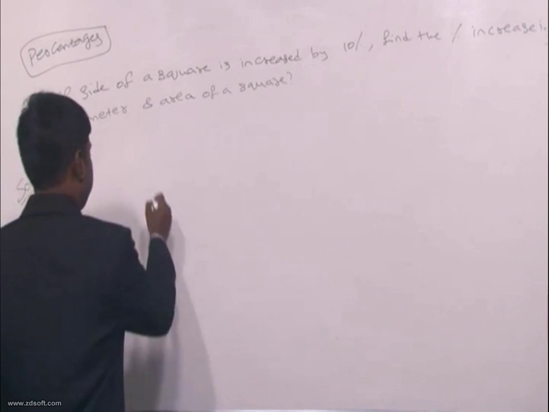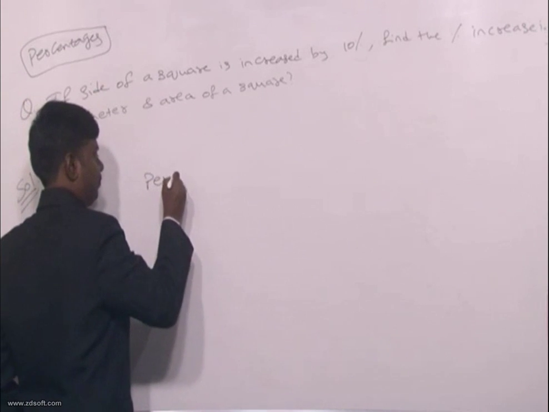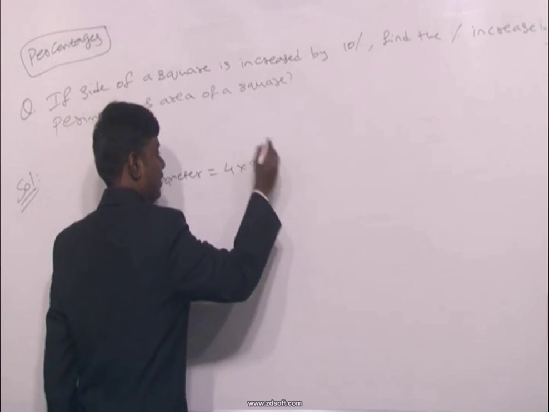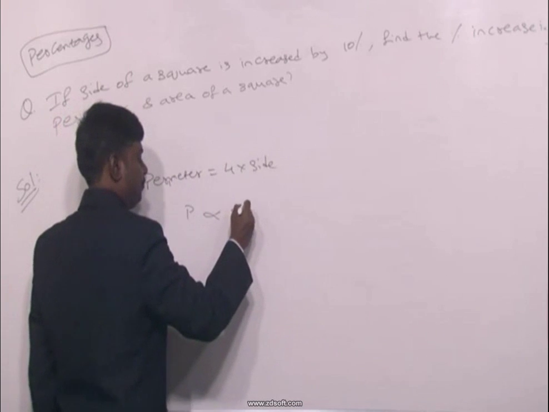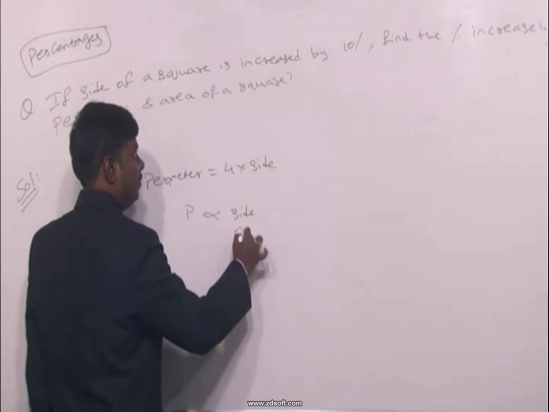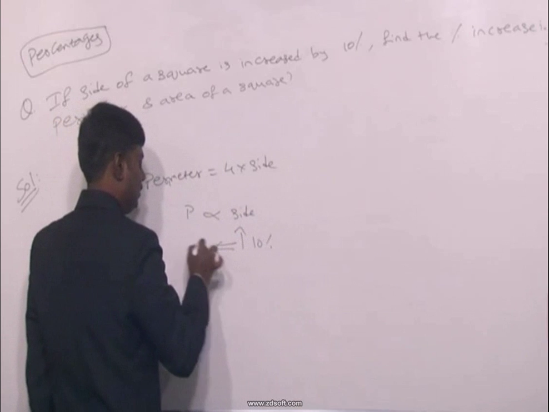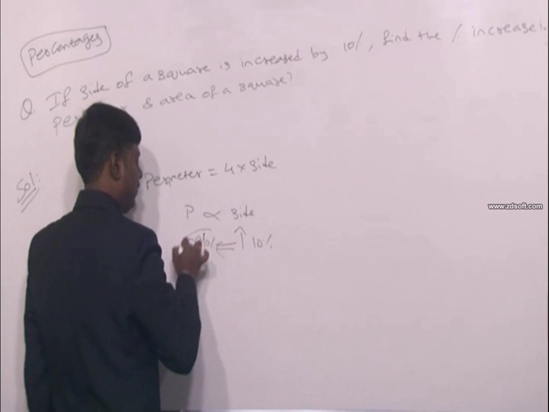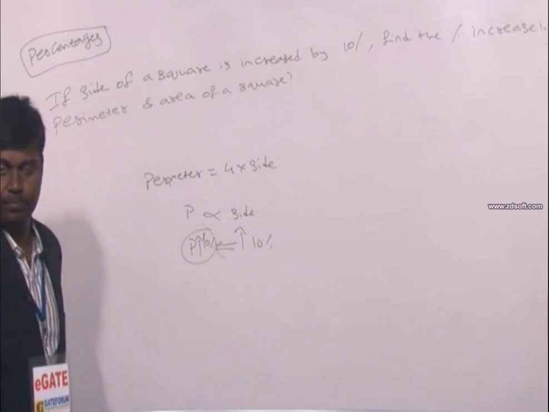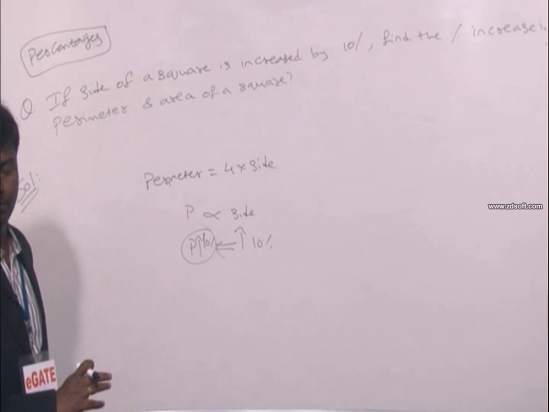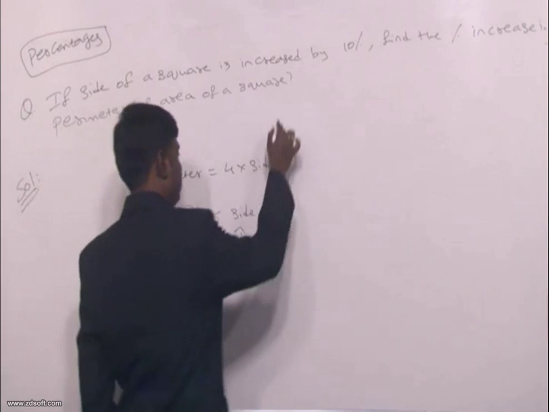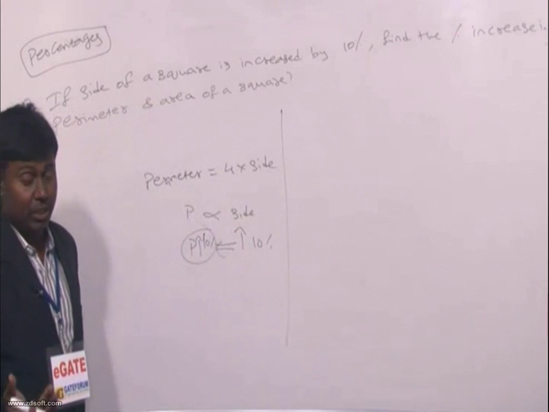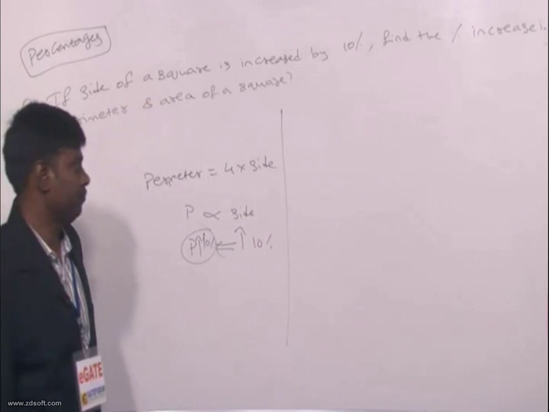The problem is very easy. Perimeter is equal to 4 times side, or perimeter is directly proportional to side. Side is increasing by 10%, which implies perimeter will also increase by 10%. Straightforward answer for the perimeter. That's what I mean by directly proportional. So direct relation, same percentage, whether it is increase or decrease. Inverse relation, you have to calculate and then find out.